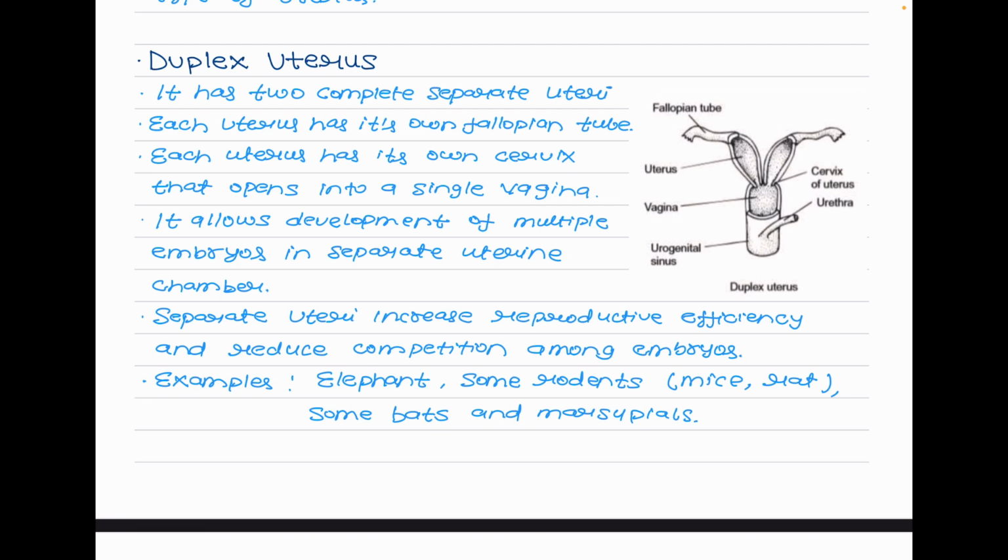This type is especially beneficial for animals that frequently produce litters, and this type of uterus is seen in elephants, rodents like mice and rats, some bats, and marsupials.